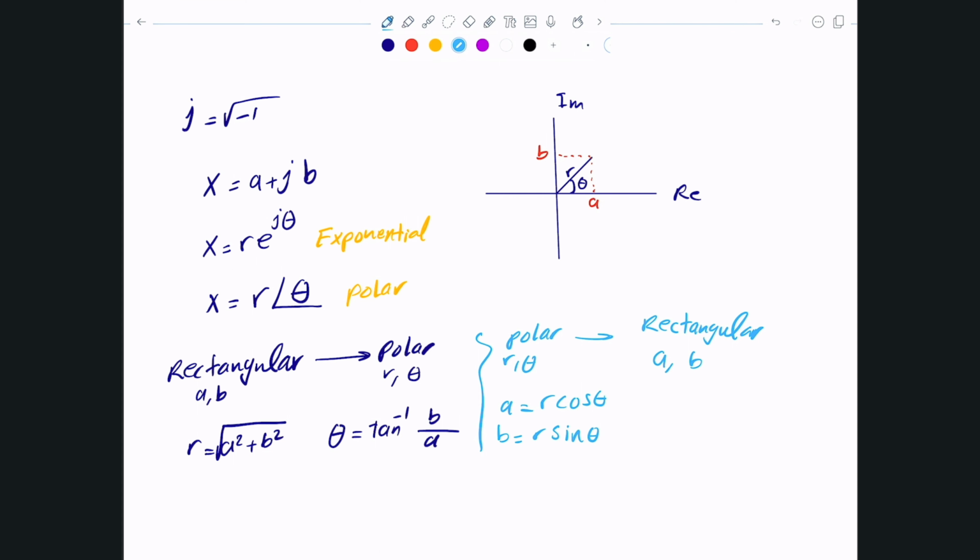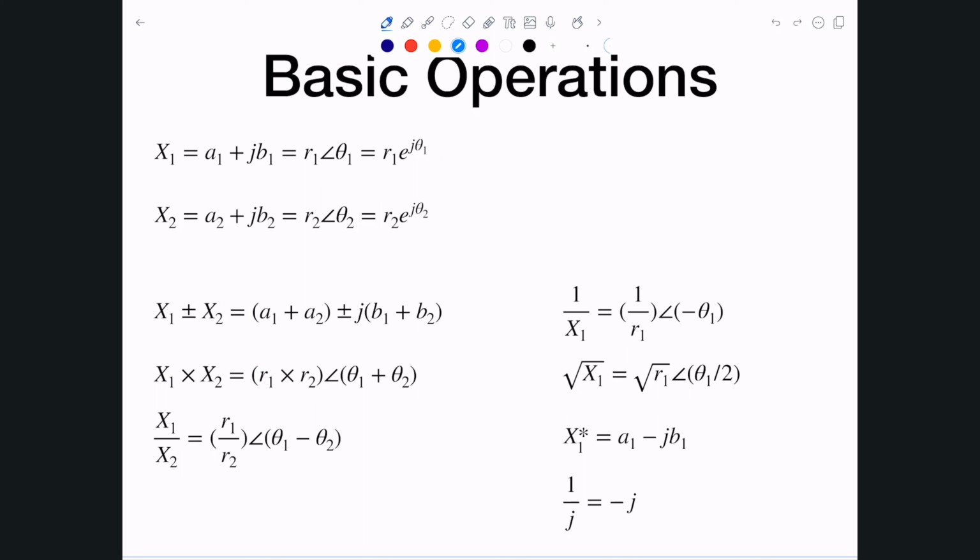That's pretty straightforward. And in here, I'm showing you the most basic operations you can do with complex numbers. If we have a couple of complex numbers, x1 and x2, they have a1 and b1, a2 and b2, or r1, theta 1, r2, theta 2 in polar and exponential format.